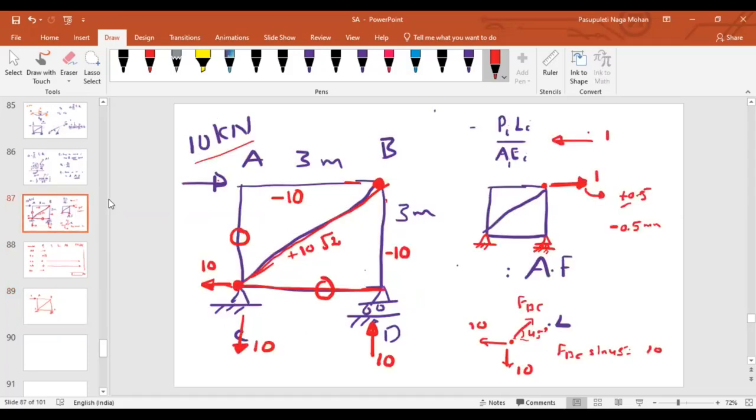If I divide all the values by 10, how much will I get? 1. Similarly 10, similarly 10, similarly 10. So what can I do?